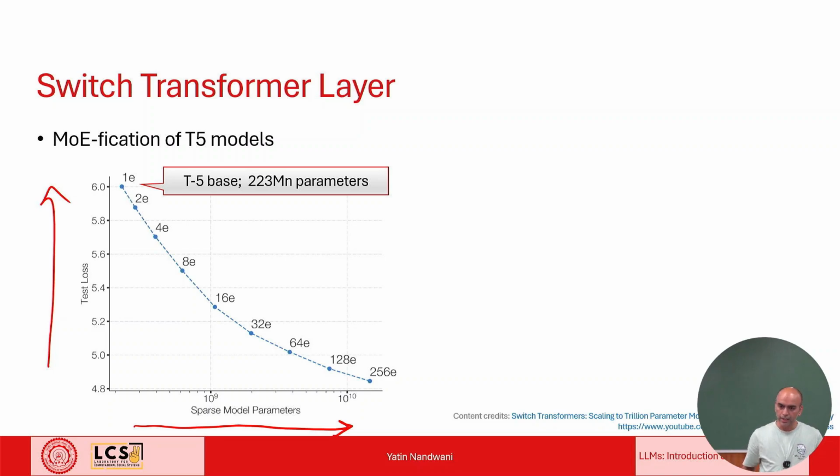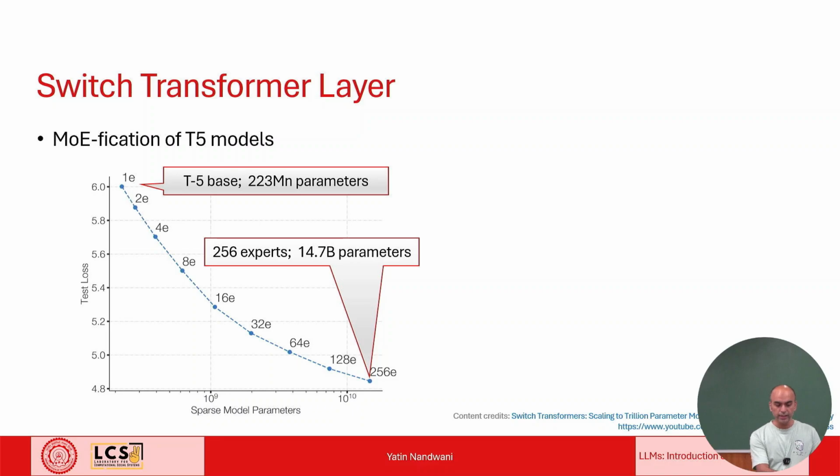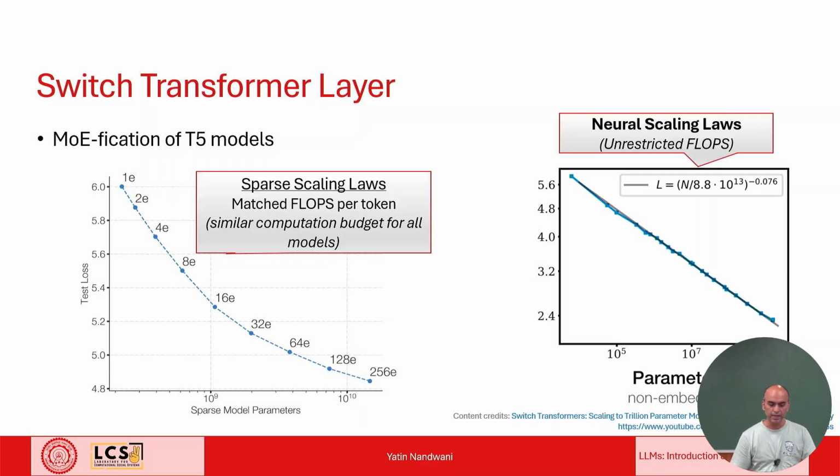Now, remember, at least this point here is the base T5 model, which has 223 million parameters, and there is only one expert, the base case, right? The dense model. And the rightmost point here has 256 experts, right? So each token has to choose between 256 experts in every alternate layer in their architecture, and this results in a 14.7 billion parameter model. The model size is increasing, right? However, they are ensuring that computation remains almost similar, right?